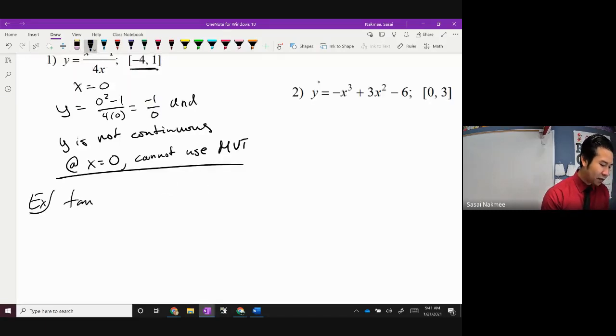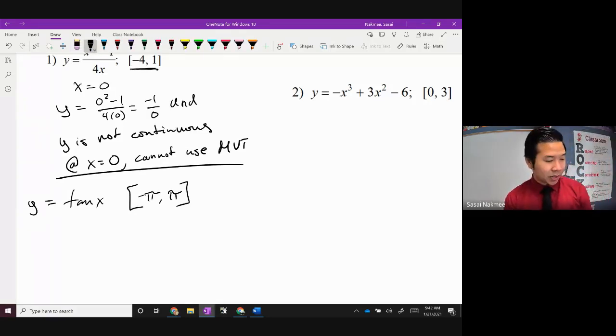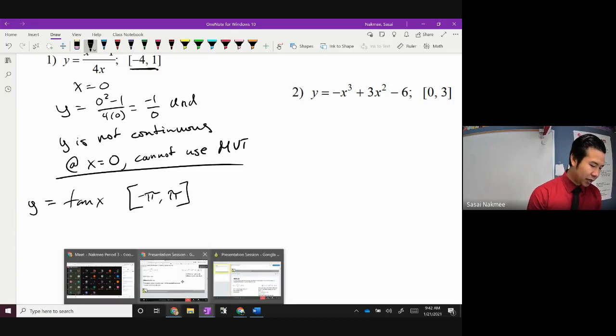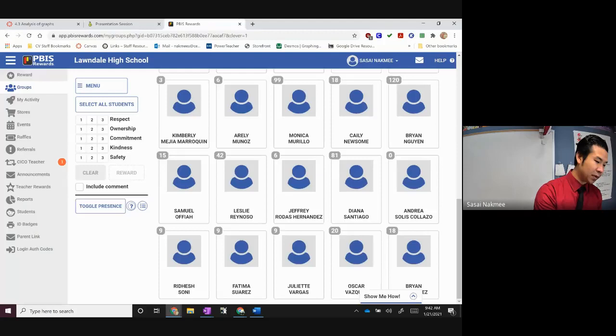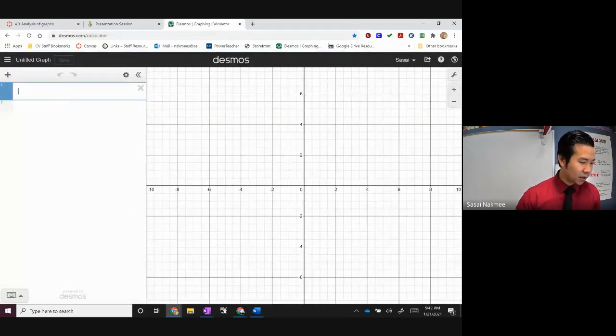So what I'm saying is this: if I get another function, let's say I was given a function like tangent of x. Let's say I was trying to figure out, can I apply the mean value theorem to the function y equals tangent of x on the interval from, I don't know, let's say -pi to pi? Do I know if that's continuous or not? For right now, if you're unfamiliar with the graph of it, just graph it on a graphing calculator and see what it should look like. So let's go on to Desmos real quick and graph this guy real fast and see what it looks like.